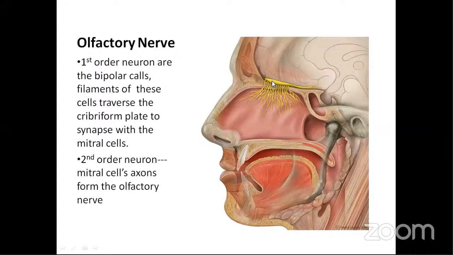The olfactory tract itself is formed by the axons of the second order neurons located in the olfactory bulb. Am I clear up till now? Good. Okay, sir.